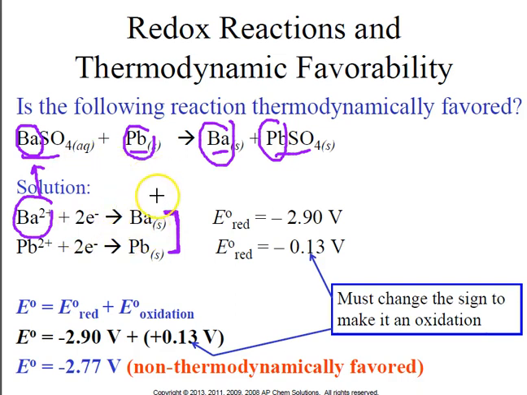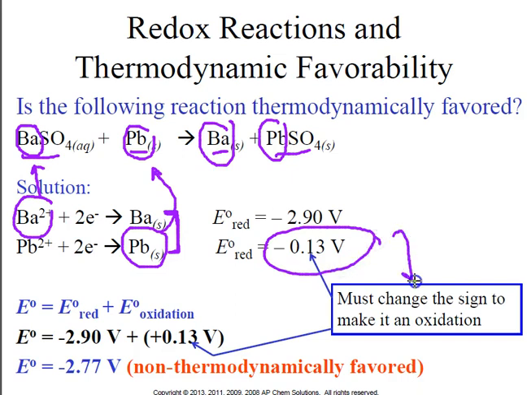So if you look at the actual reaction, the lead solid is a reactant. So we know that this one's going to get flipped over. So you see the note here. We got to change the sign on the lead because we know that's the one that's actually being oxidized. And then we'll put them together. So we still have the negative 2.90 from the barium because it is going from barium plus 2 to barium solid. Then flipping the lead one to make that positive 0.13. You put those together and it's still negative 2.77 volts.